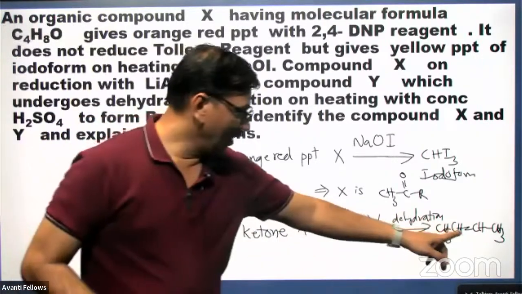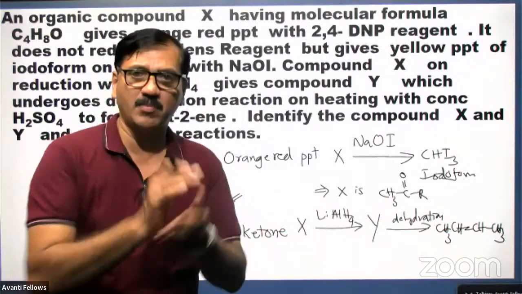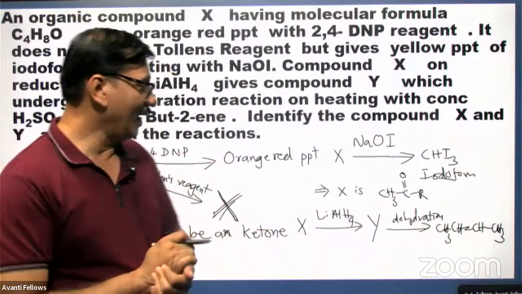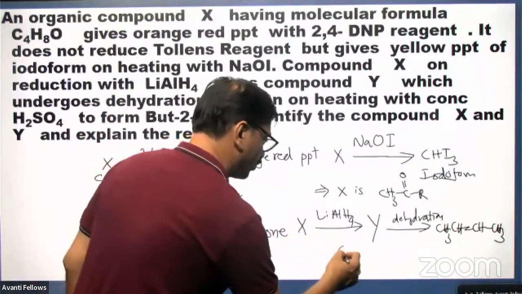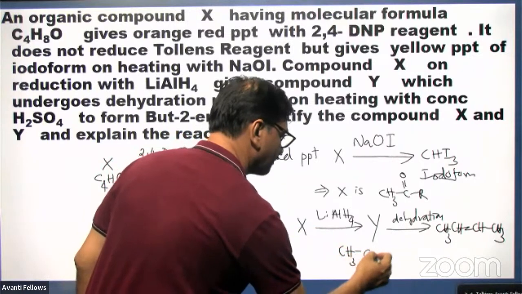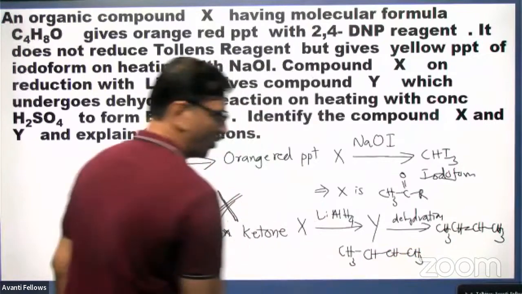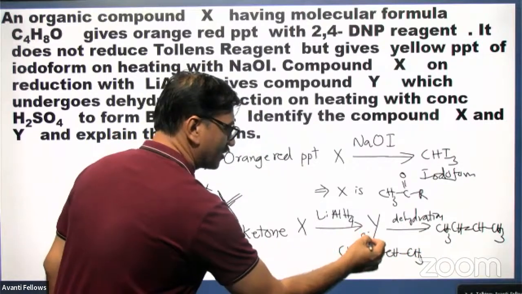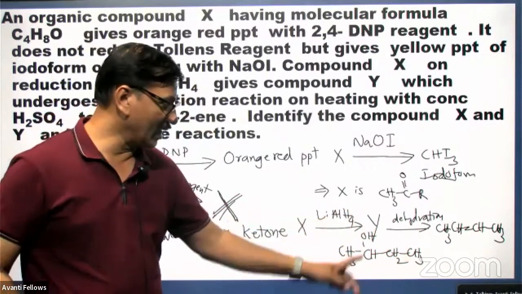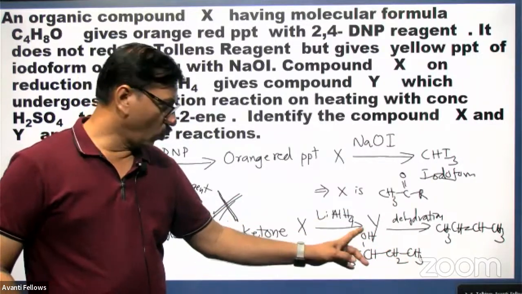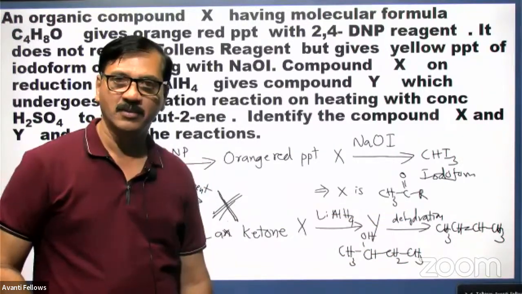That means if any compound undergoes dehydration, then it should contain the same number of carbon atoms. Dehydration is removal of OH and H, and therefore this should have 4 carbon atoms. That is one clue, right? CH, CH, CH3. So probably this contains OH, and this contains one more H. So Y is an alcohol. So OH and H removed means there will be a double bond, butene, right?